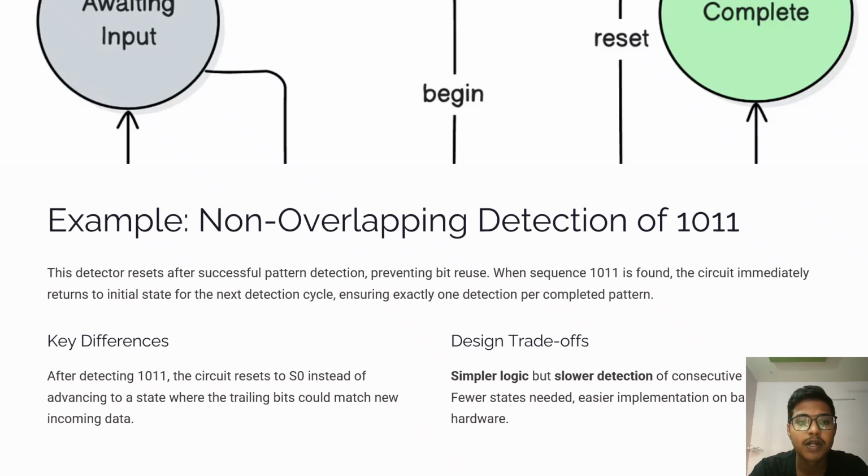The non-overlapping design is simpler and easier to verify, but may miss sequences that occur close together. It has simple logic, but slower detection, and fewer states are needed. It is an easier implementation in basic hardware.